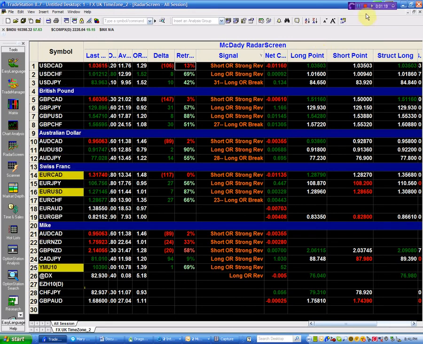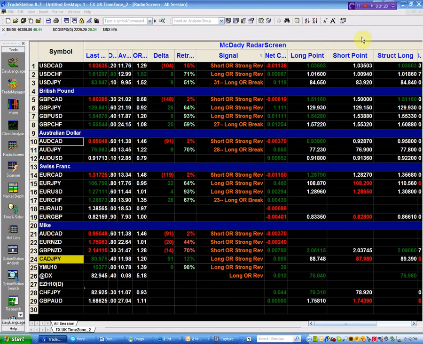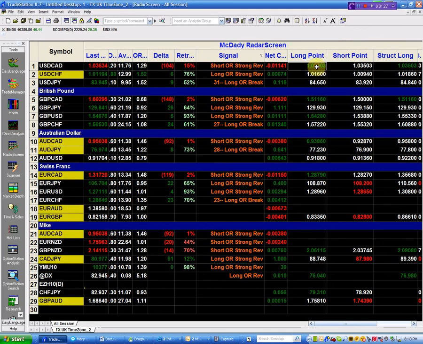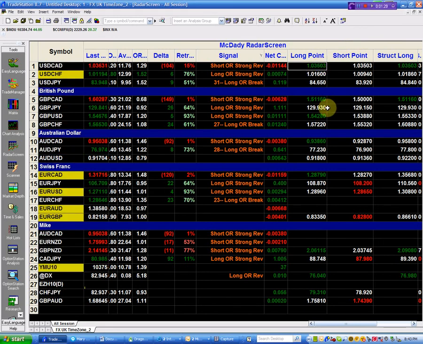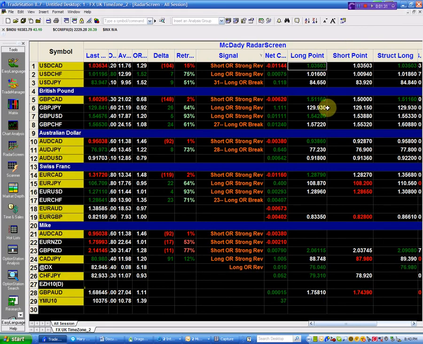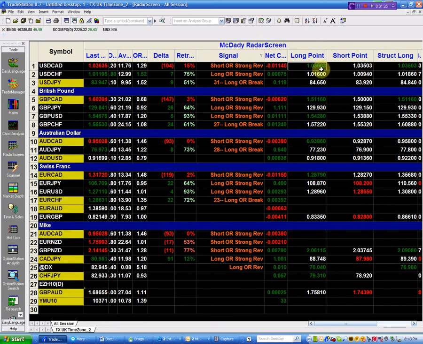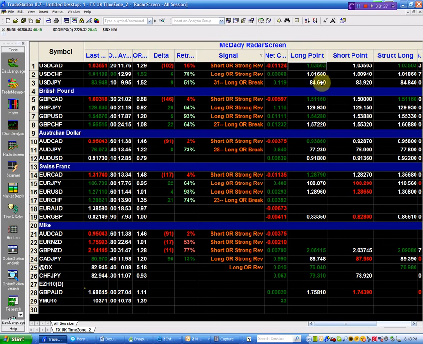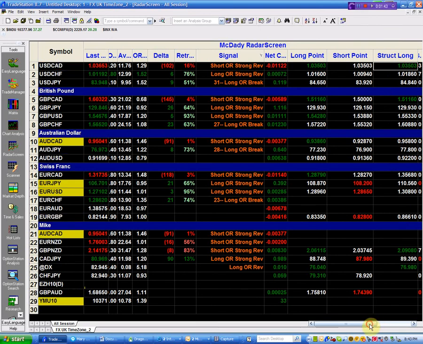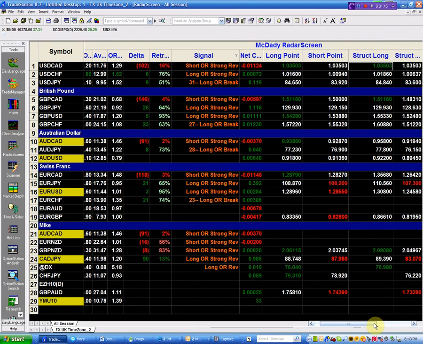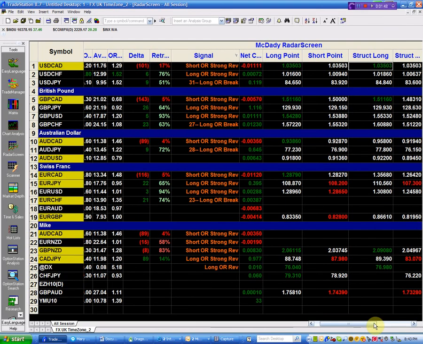Now, however, there are a couple of interesting observations I want to share with you. As you can see from our trade planning that we did last Monday night in order to prepare for our trading this week, we had our long point on the dollar CAD at 103.50, and our structure long was the 103.50. So our long entry and the structure point were one and the same.